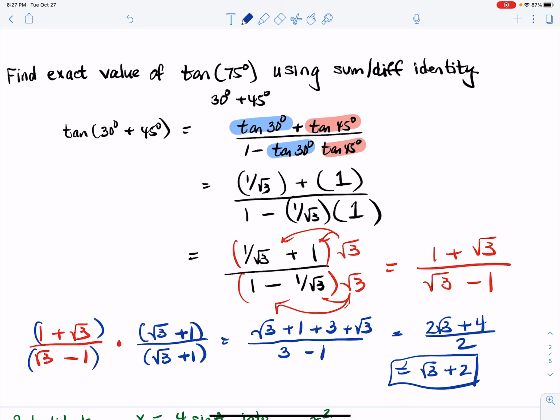Not terrible, but again, more complicated than we like if we have to ever memorize it. So of course, this is not one of those angles that we memorize.